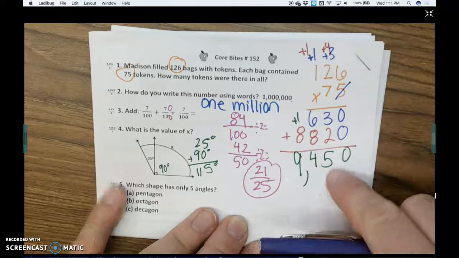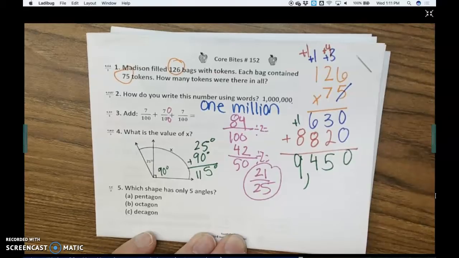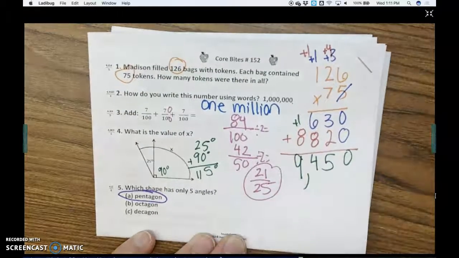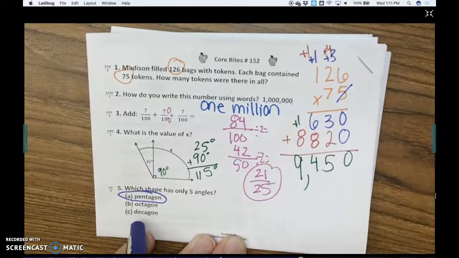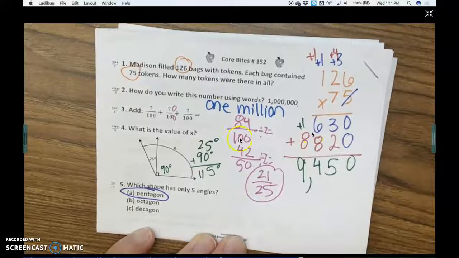115 degrees. And then your last one, which shape has only 5 angles? We did this the other day. It also only has 5 sides. A pentagon, because octagon has 8. Decagon has 10, because that is what those prefixes mean. Dec, 10, oct, 8, pent, 5. Okay? All right, guys. Check yours.